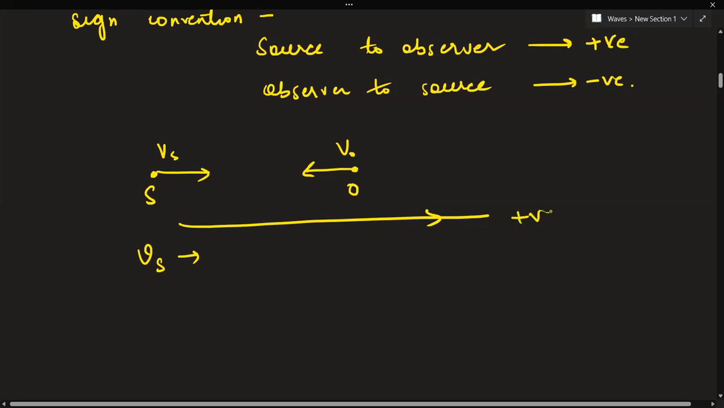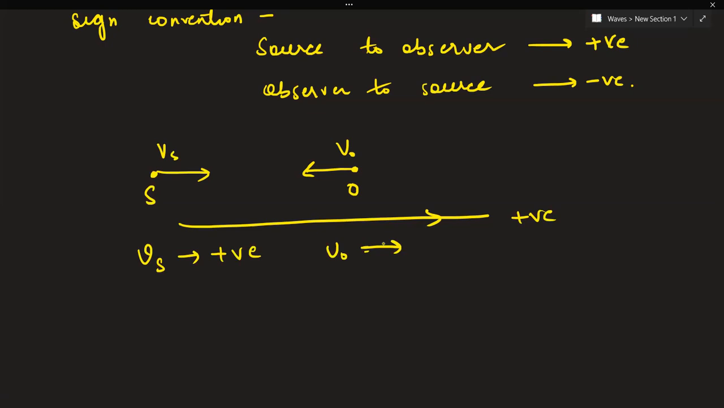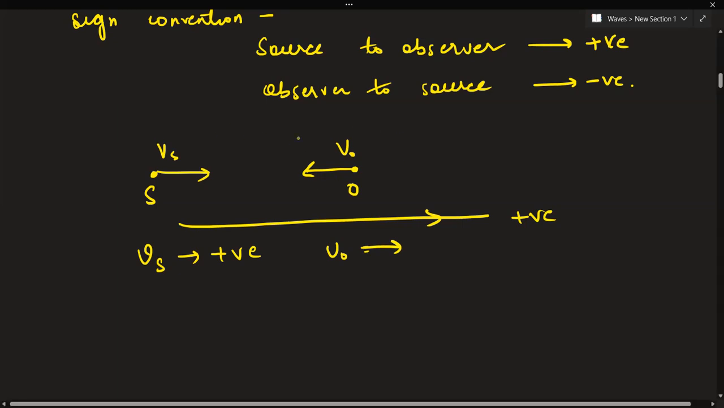This direction is positive right now. Why? Because source to observer is positive. So velocity of the source will be positive. And velocity of the observer will be? Negative. Why will it be negative? It will be positive or negative? Positive. Why positive? Because it's in the same direction. This observer is moving to the left-hand side. Oh, negative. It will be negative.